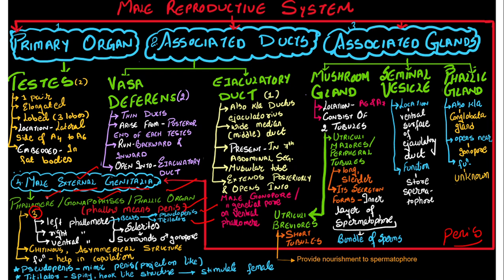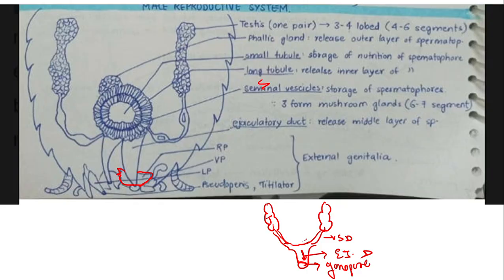So the male external genitalia is also called phallomere or gonapophysis. These are made up of three sclerites: left phallomere, right phallomere and the ventral phallomere. Out of this, the left phallomere has the pseudopenis and the titillator. What is the function of these phallomeres? They help in copulation. These three phallomeres are again made up of chitin. Here you can see the structure. I want all of you to draw the structure and write about it there itself.